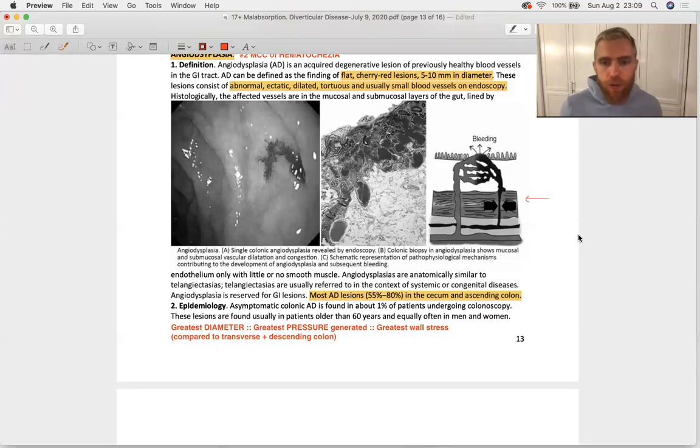Now, why does your ascending colon squeeze harder than your descending colon? Well, it's got to push poop against gravity. That's why. So it's got a bigger diameter in order to generate more pressure and squeeze with more muscle fibers.